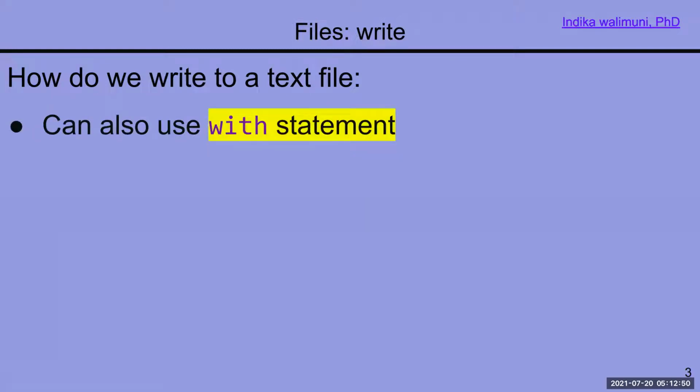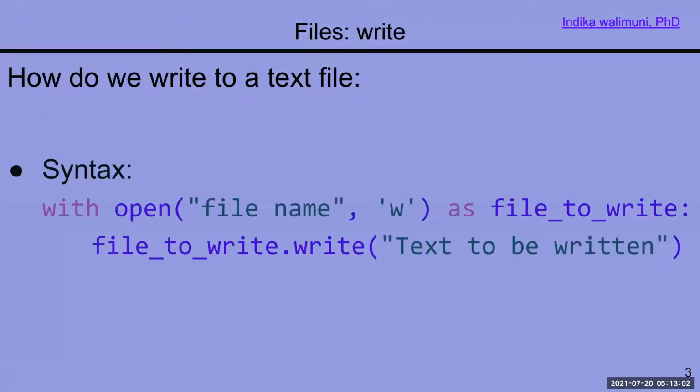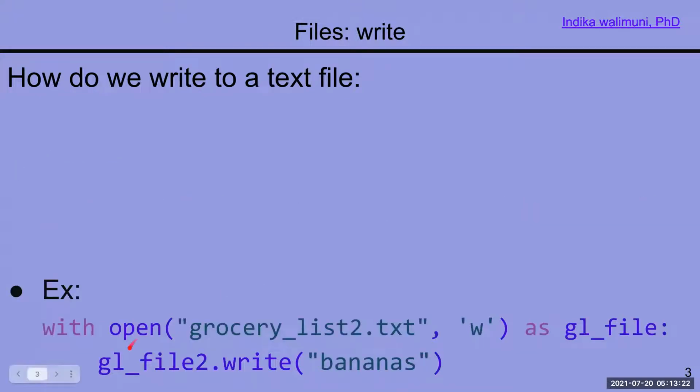We can also use the with statement. Going forward, try to use the with statement whenever you have to open a file. So with open the file for writing, and give the file object a name, and then inside the with statement do anything that you have to do with the file. For example, with our grocery list, we have this with statement. Let's move on. I'm going to test this in the next slide.